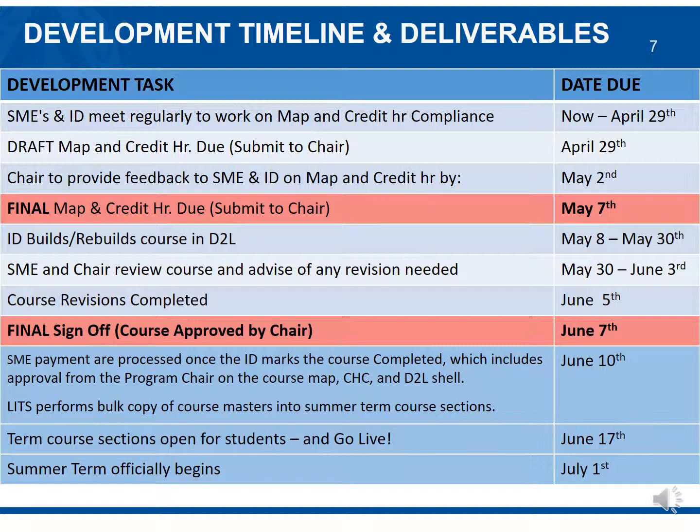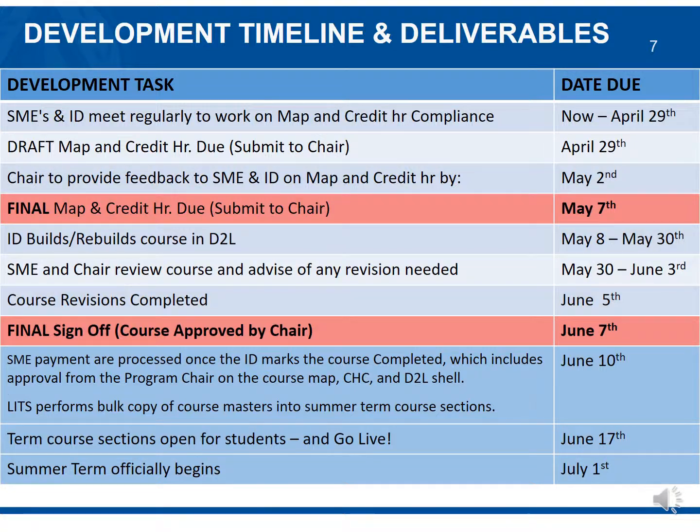So on June 10th, as long as you've had approval and it has been marked completed, we would go ahead and initiate the SME payment, and LITS would also be performing the bulk copy of all these new course masters or redeveloped masters into summer term course sections on June 10th. And that gives the instructors that are teaching those course sections enough time to update their course syllabus, add due dates, welcome announcements, and just prepare their course for the term.